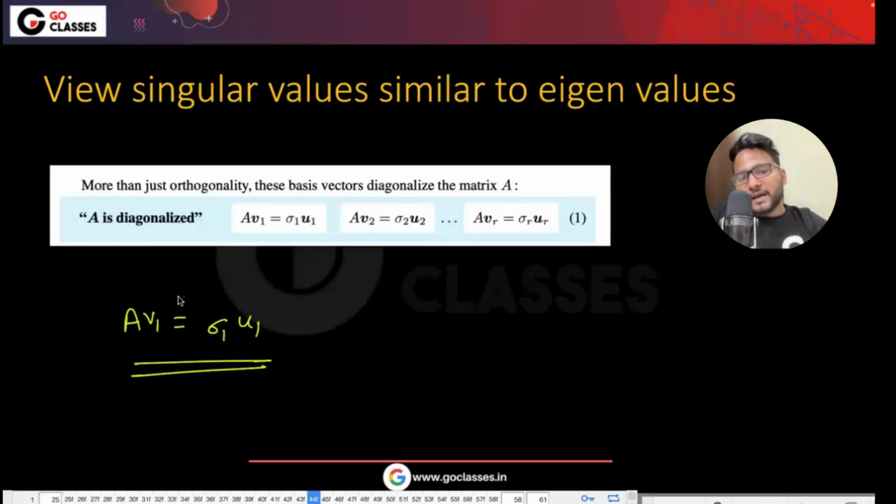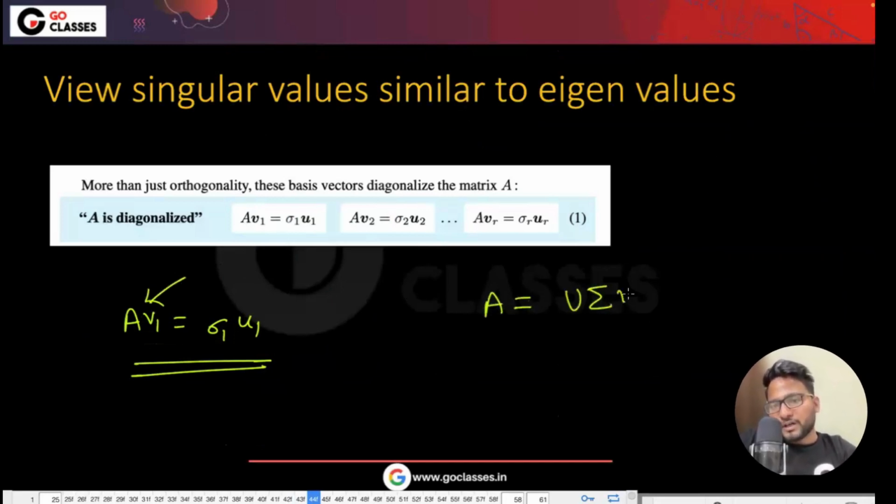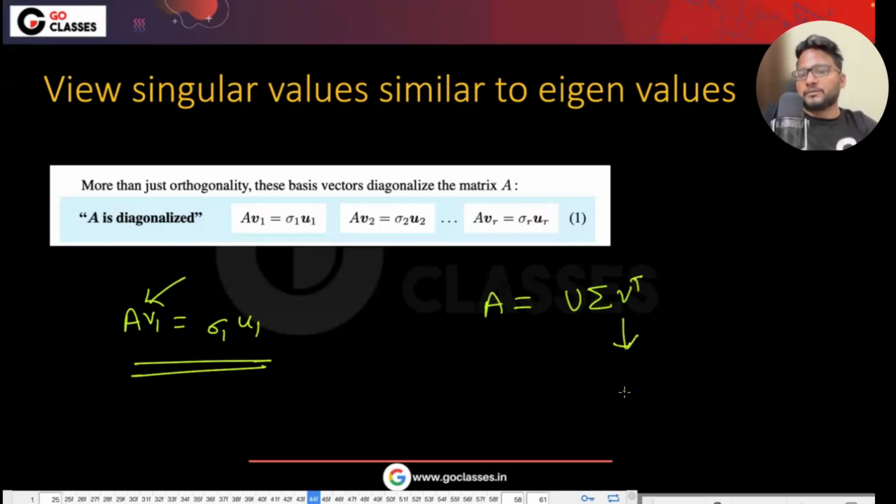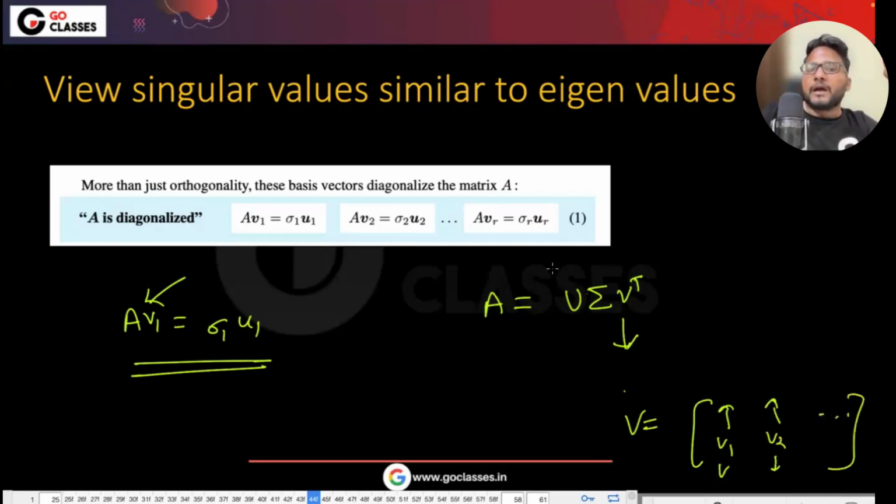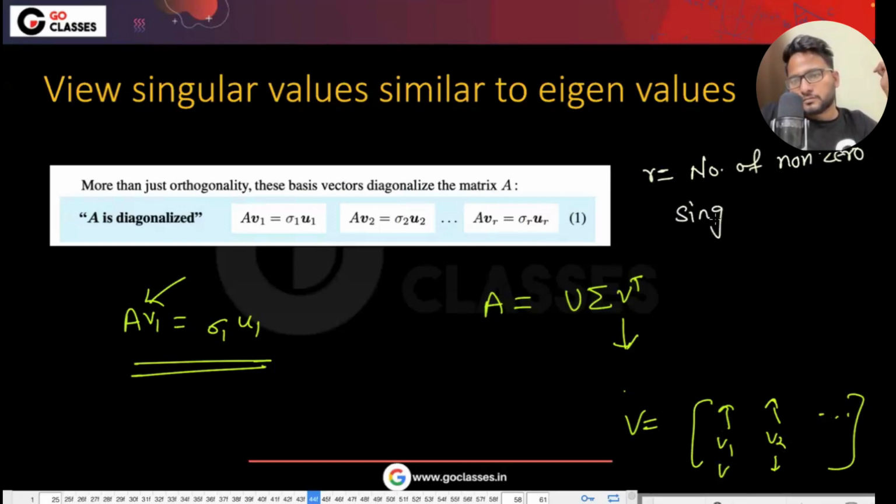Okay. So basically here, V1 is the same V1 that we have seen, which is U sigma V transpose. Here, if you say this is V1, this is the same V1, this is V2, like this, right? And let's suppose R is the rank of the matrix, or in other words, R is the number of non-zero singular values.